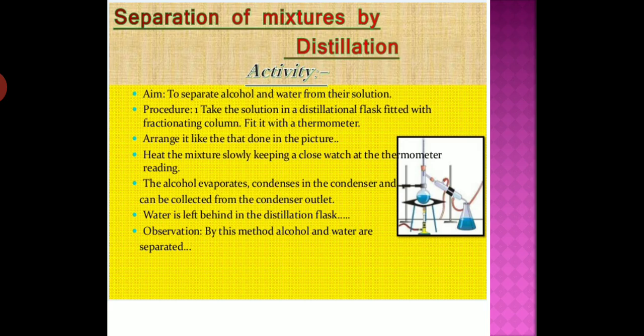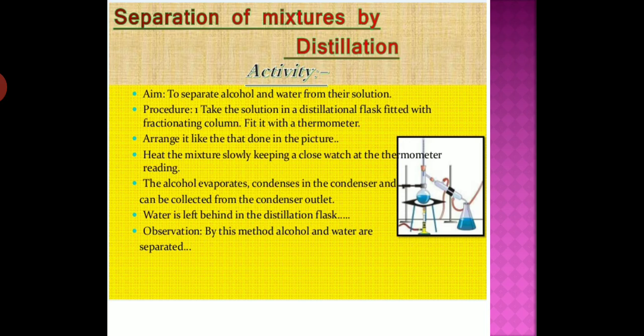The process of distillation can be used to separate a liquid from a solid-liquid mixture, whether the mixture is a homogeneous mixture or a heterogeneous mixture. You can also use this method in various separation techniques. So we will discuss the activity to separate alcohol and water from their solution. What will we do? Take the solution in a distillation flask and fit it with a fractional column. Fit it with a thermometer.